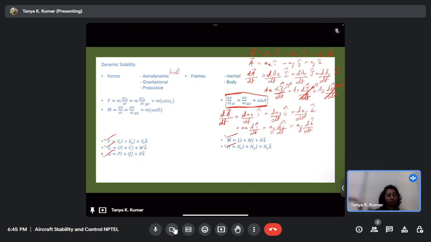Okay, so the unit vectors move with the body. The unit vectors are fixed on the body, and when the body moves in time, the unit vectors of the body frame also move. So d small i/dt, d small j/dt, d small k/dt, they are not 0. Okay, so you cannot equate them to 0 like the inertial unit vectors.